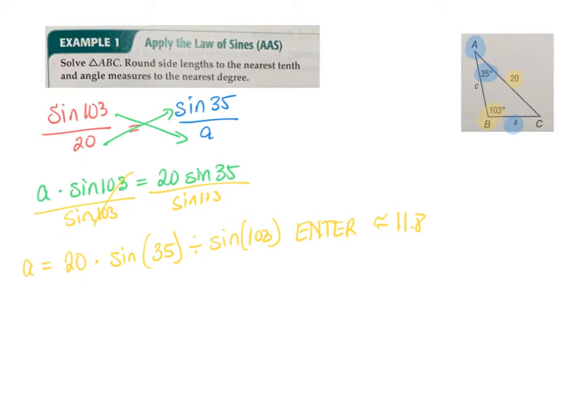Now, we do not have angle C. However, I have 2 out of 3 angles in a triangle. How do I solve for angle C? They all add up to 180. So I'm going to say 180 minus 103 plus 35, and you'll get 42 degrees there.